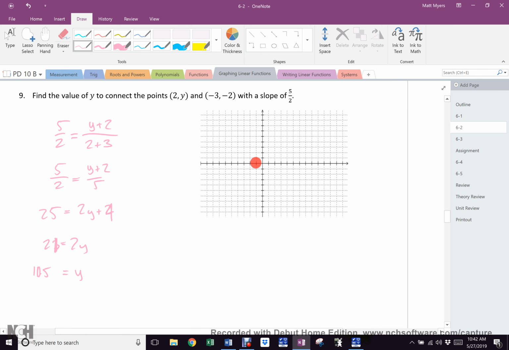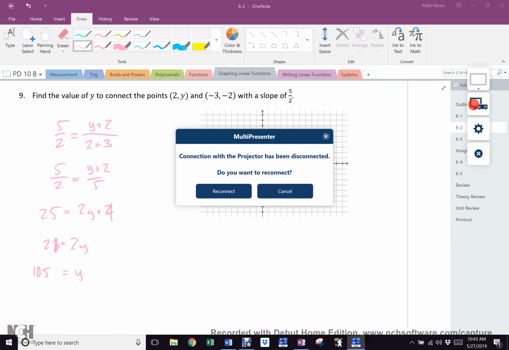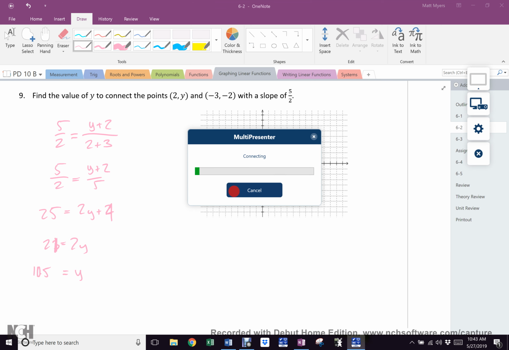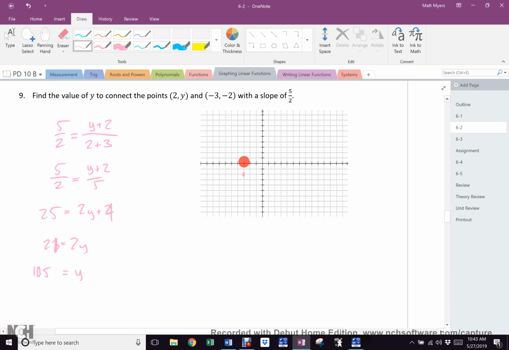Well, we would go to negative 3, 1, 2, 3, negative 2. And then do what? Use the slope, which is 5 over 2, yes? So I go up 1, 2, 3, 4, 5, and over 2, and that's the line I would connect. Because I can't get to 10.5 on this graph. Unless I do what? I change the scale, right? And that would be a super pain in the butt, wouldn't it?